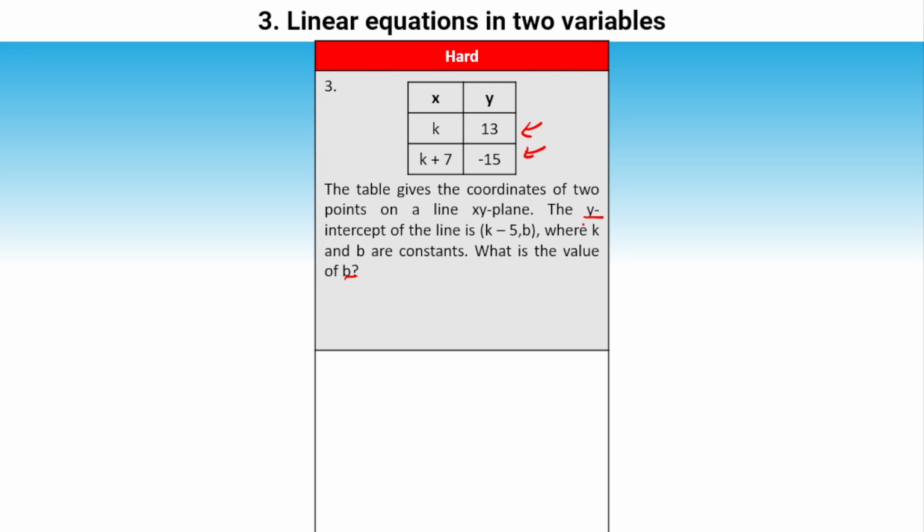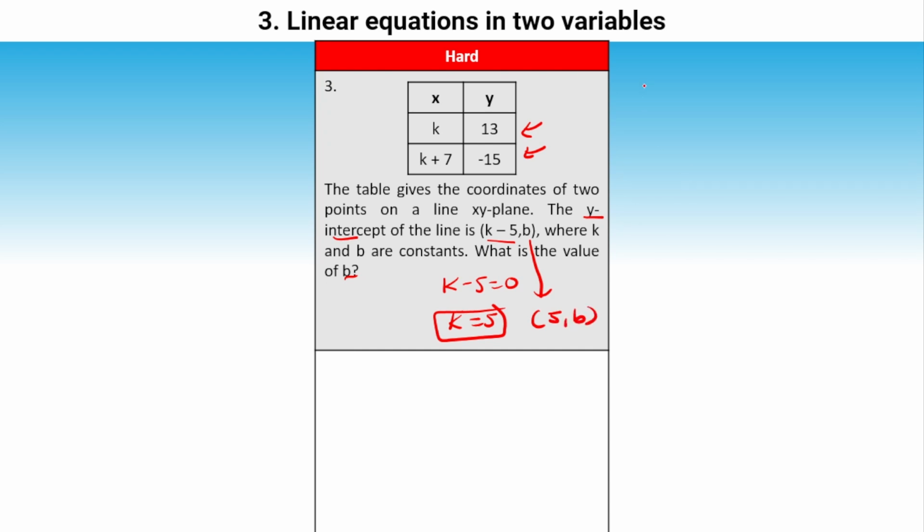So this is like the y-intercept, right? At the y-intercept, what do we know? x is 0, that is x is k minus 5. So k minus 5 equals 0. The value of k is what? k is 5. So this point is what? Basically 5 comma b. So this is also a point on the line.